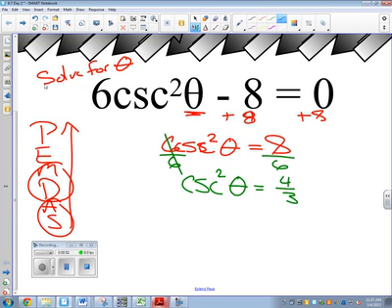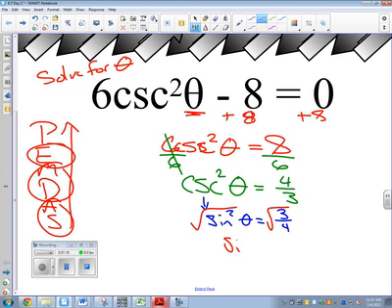I've got cosecant. I don't really like cosecant, so I'm going to take the reciprocal of cosecant. So that will get me sine. And if I take the reciprocal of this side, I've got to take the reciprocal of the other side. So I did. Next step is exponents. Take the square root, take the square root. So sine of theta is equal to plus or minus. I can't take the square root of 3, but I can take the square root of 4.